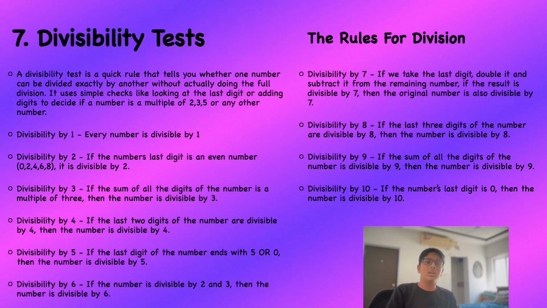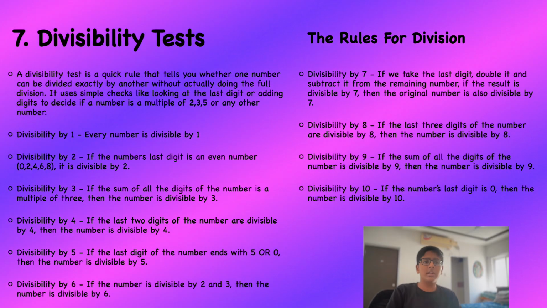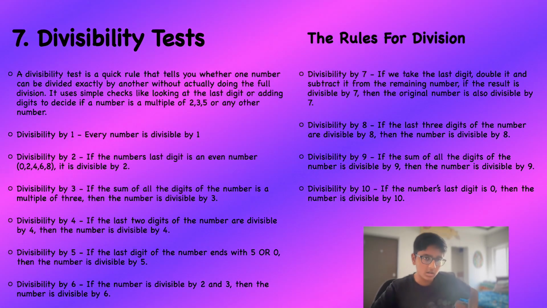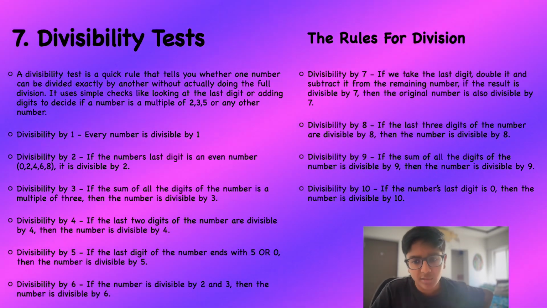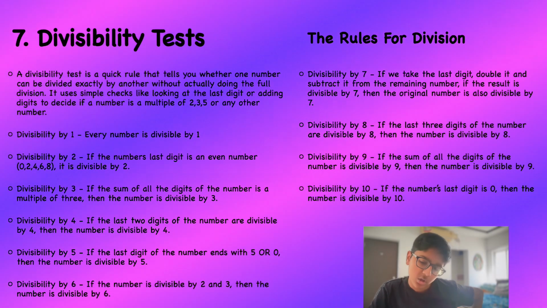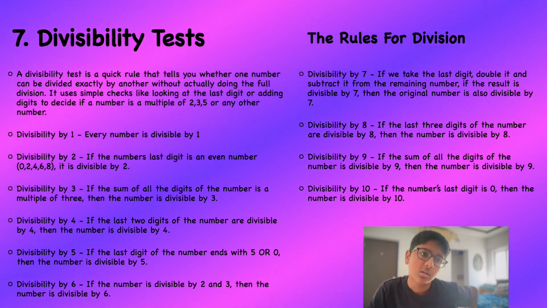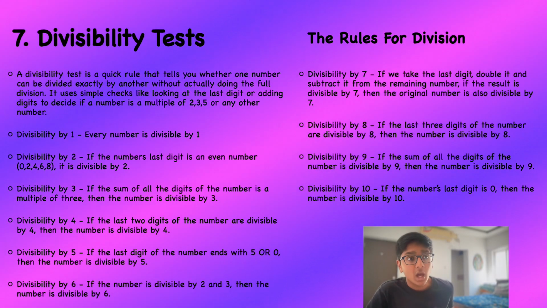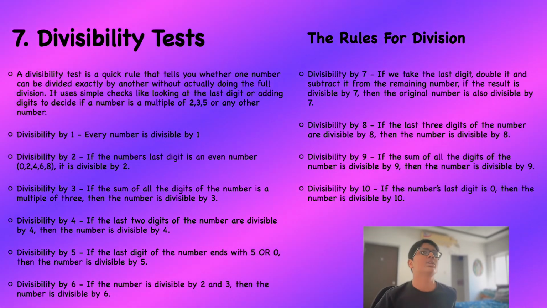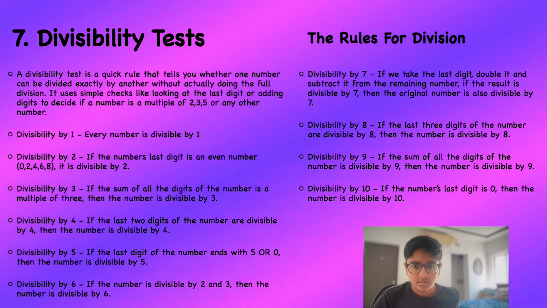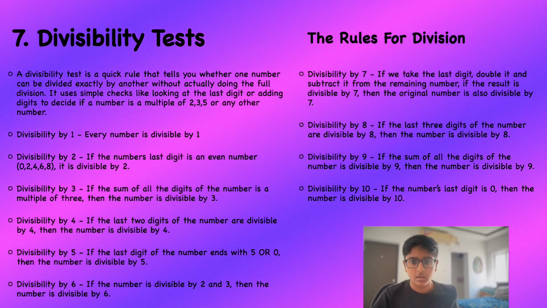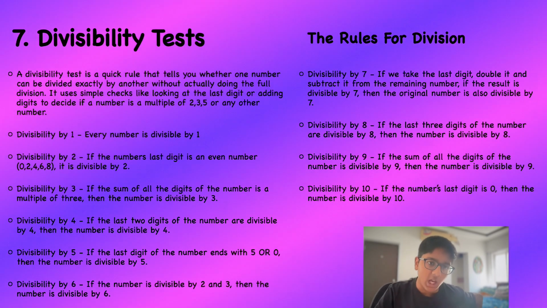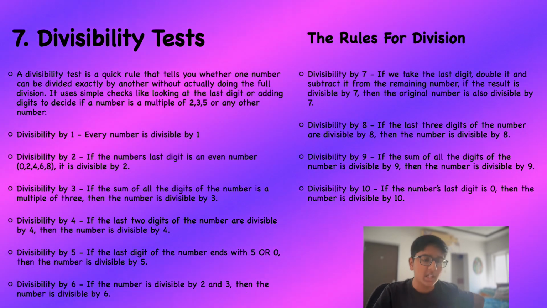And next, divisibility tests. A divisibility test is a quick rule that tells you whether one number can be divided by another number. So if we want to know whether 4 is divisible by 2, we usually do 4 by 2 is 2. But when we have 5269 divided by 3, it is going to be hard. So we can't do long division for that. So we have to use divisibility tests.